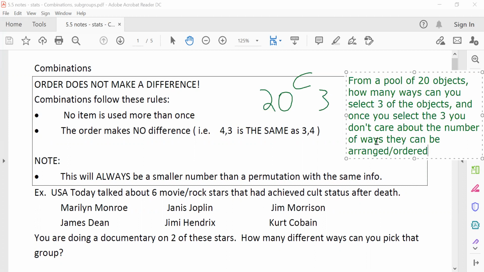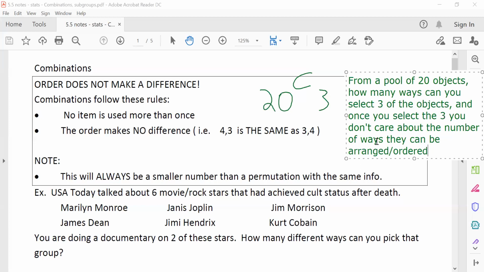You're just saying, okay, from a pool of 20, pick three. And once you've picked the three, that's it. They're here in this group and they're all the same element. They all have equal rank inside the group, if you will. And so that's going to happen. You're going to see that a lot. So the combination is perhaps a little bit more commonplace.